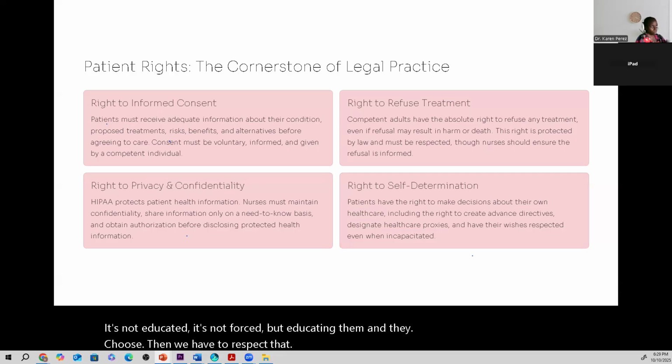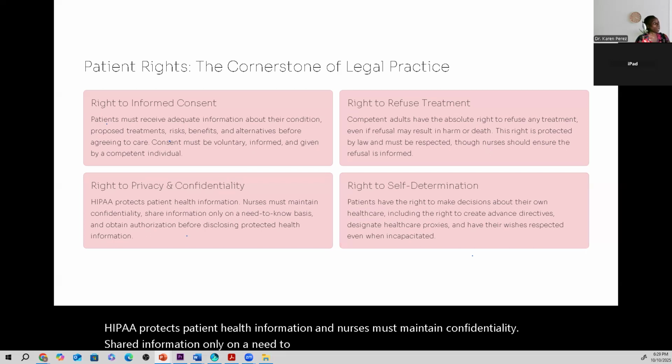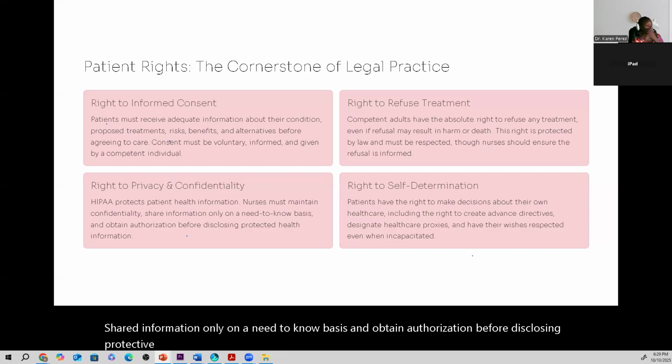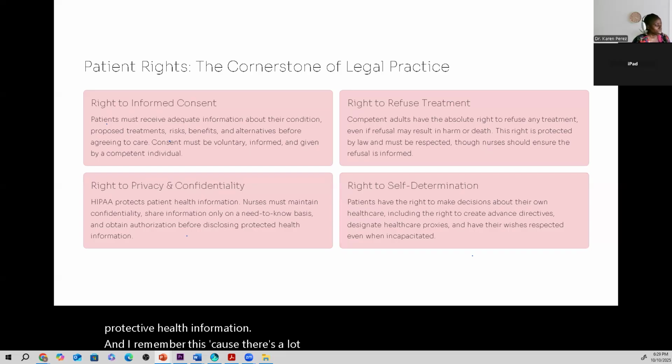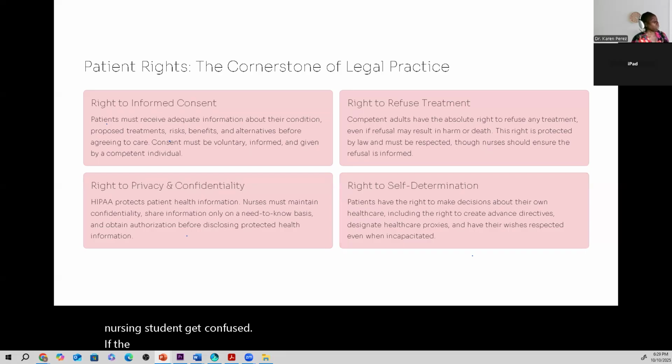HIPAA protects patient health information, and nurses must maintain confidentiality. Share information only on a need-to-know basis and obtain authorization before disclosing protected health information. And I remember this because I've seen many questions like this, and nursing students get confused. If the physician is not a part of the patient care team, the physician does not get information on the patient.